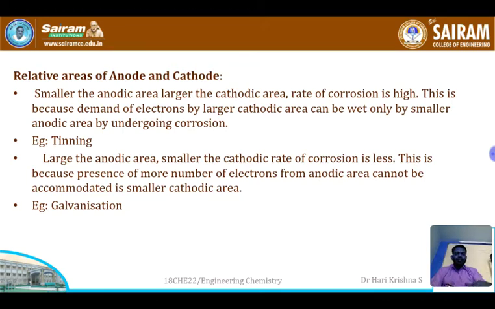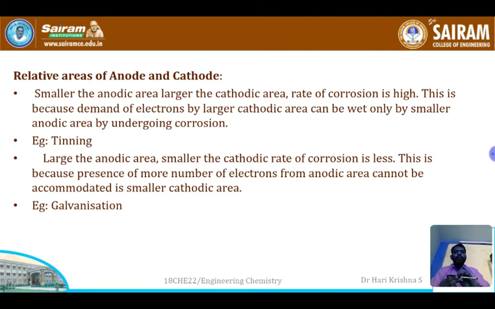Because here the demand for electrons by the larger cathodic area can be met only by the smaller anodic area by undergoing oxidation. So here this is anode and this is cathode. Here this cathode needs 100 electrons. From where do these electrons come? These electrons come from the smaller anode. So this anode liberates electrons, and as soon as it liberates electrons, this cathode can immediately accommodate them.